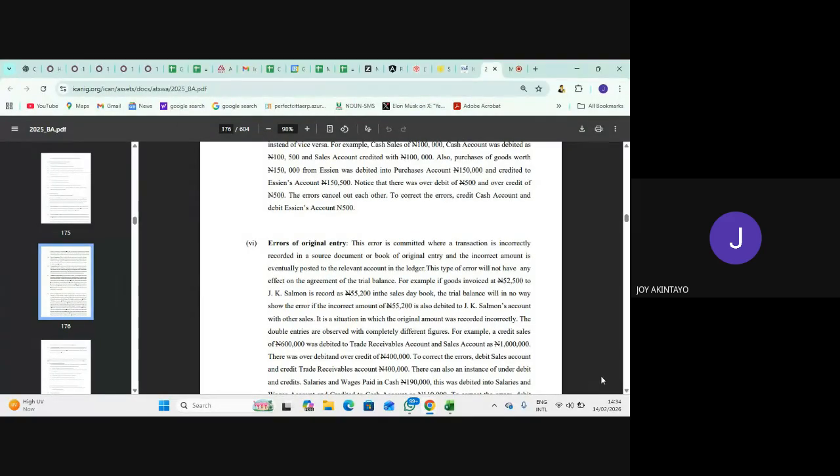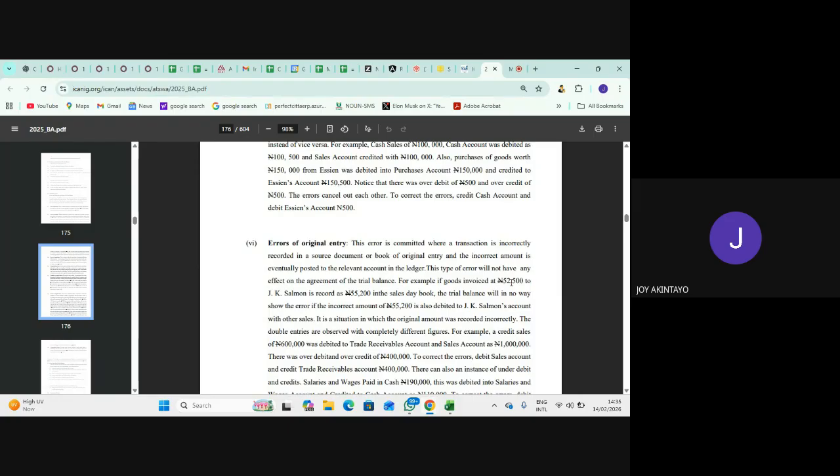For example, this type of error will not have any effect on the agreement of the trial balance. Your trial balance will be correct. For example, if goods invoiced at 52,500 to JK Salmon is recorded as 55,200 in the sales day book.